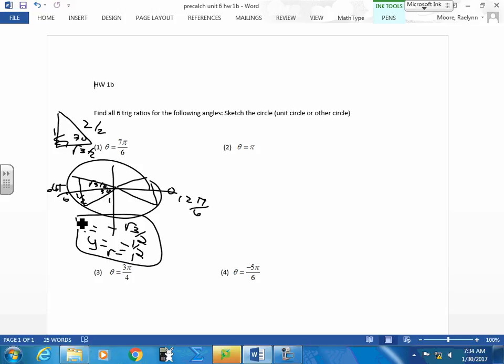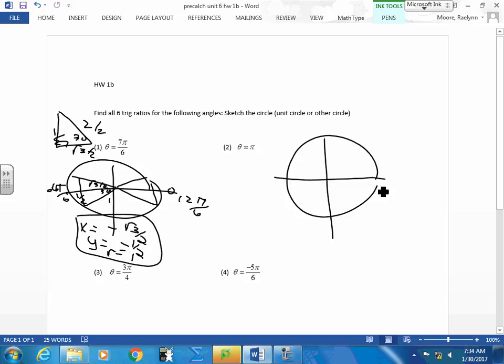So keep it simple. Where do I find pi? At the 180, right here. So this is my unit circle. Remember, x, y, cosine, sine. So what's the cosine of pi? What's the sine of pi? What's the tangent of pi? 0. It's y over x. I take my y over my x, and this gives me 0.